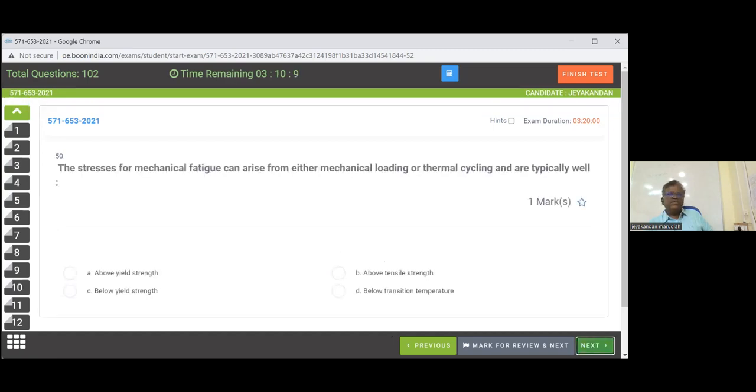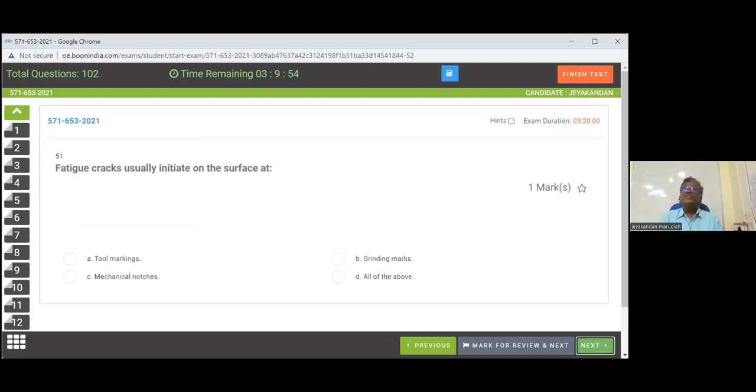Vessels for mechanical fatigue arise from either mechanical loading or thermal cycling and typically occur well below yield strength. Yes. Another one, 25. Fatigue cracks will only initiate on the surface and at mechanical notches, grinding, all of them. Next. Fatigue cracks can be detected by PT, all of them.